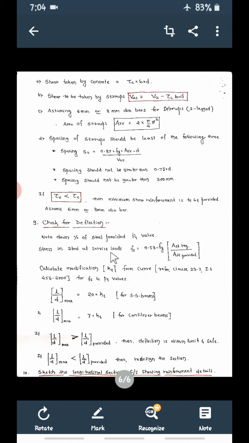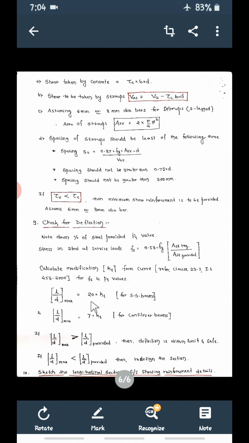Then go again to IS 456, that is figure number 5. So there will be a figure number 5 we are going to refer. Then this formula is there, so we are going to use this formula. Calculate the modification factor KT for the curve, that is refer clause 23.2 of IS 456 2000 for the PT value. Now this is the formula we have to refer. So for the deflection, L by D maximum, it is there in the code book also, it is not necessary to learn by heart.